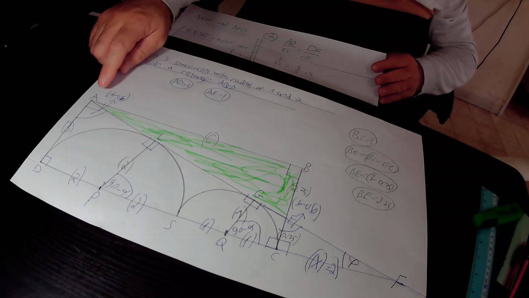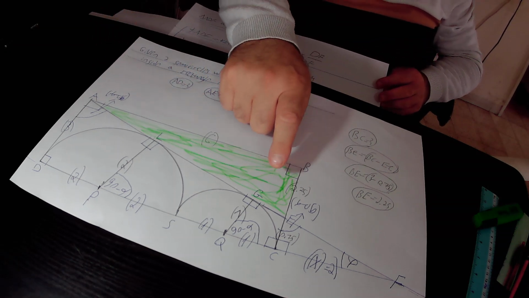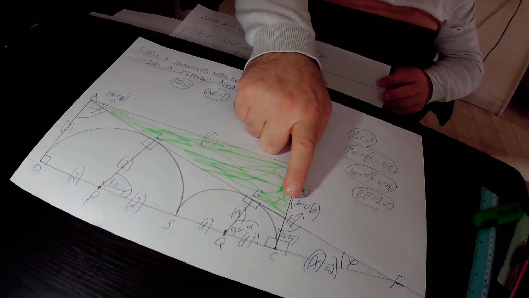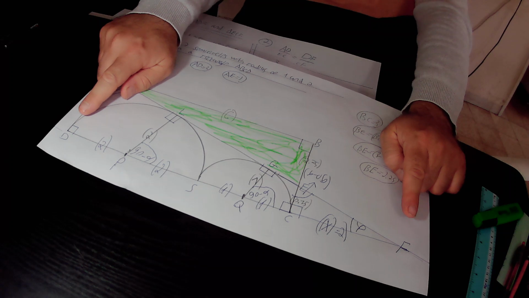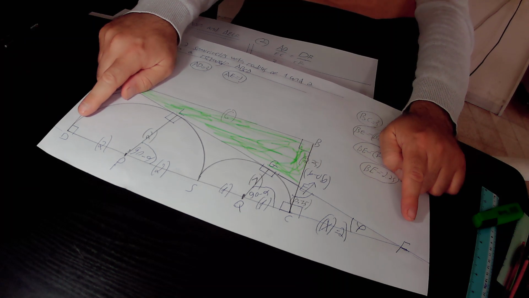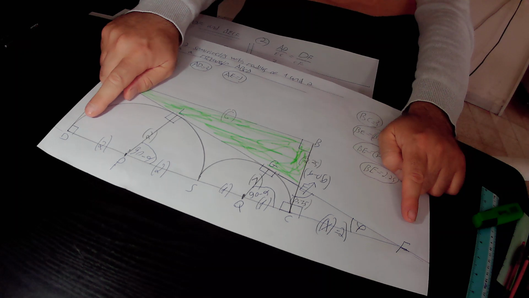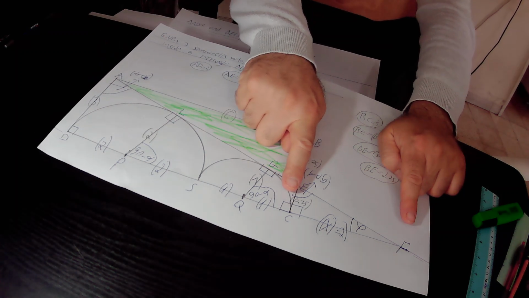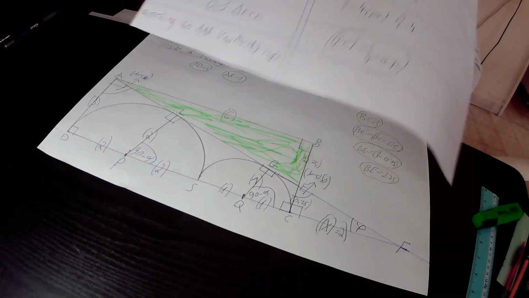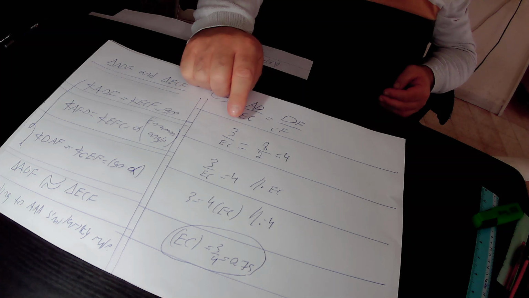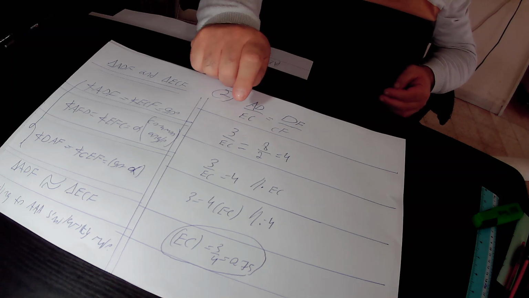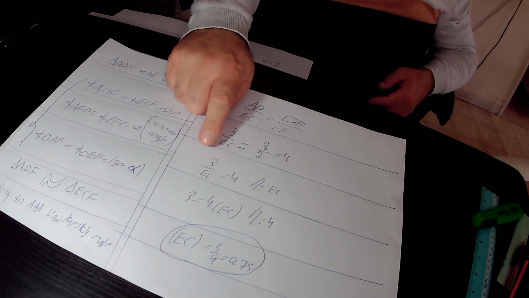AD is 3 over EC. EC is the missing side, so we leave it as it is. And it equals DF over CF. DF in total equals 2 plus 2 plus 1 plus 1, that is 6, and 6 plus 2 is 8. So DF in total is 8 over CF. CF equals 2. So in conclusion, 3 over EC equals 8 over 2. 8 over 2 is 4, so 3 over EC equals 4.